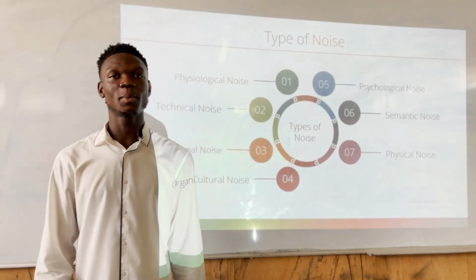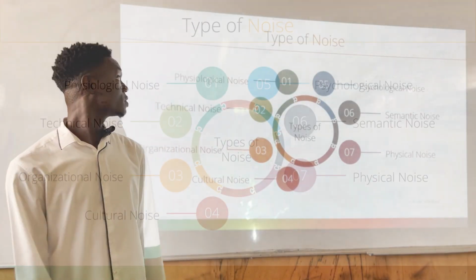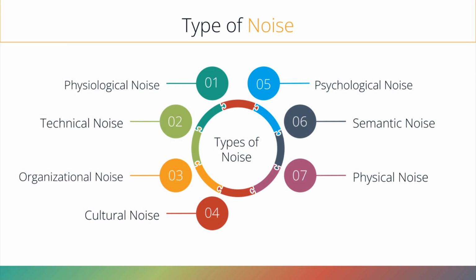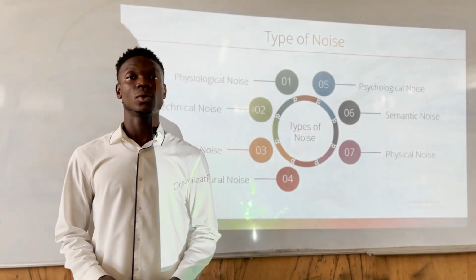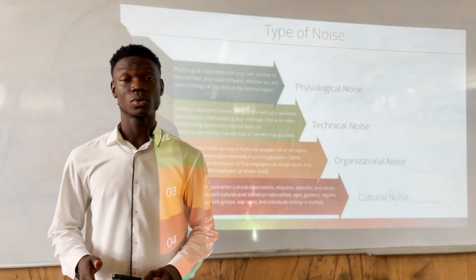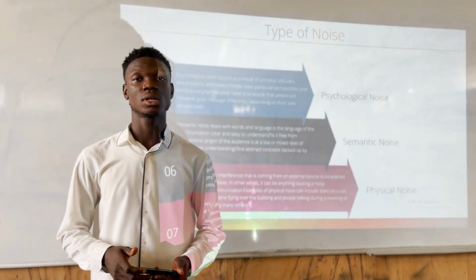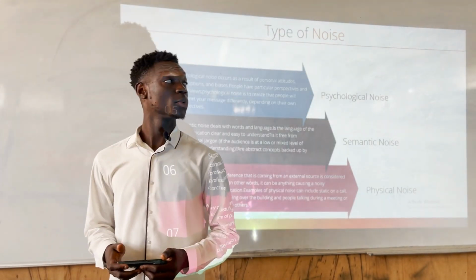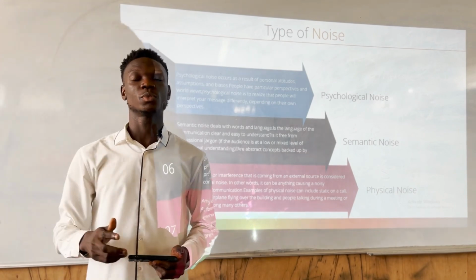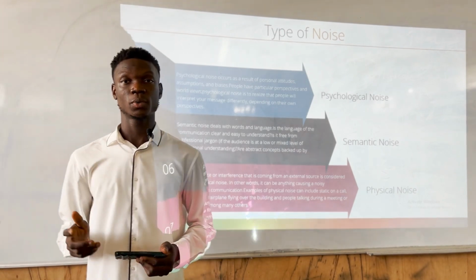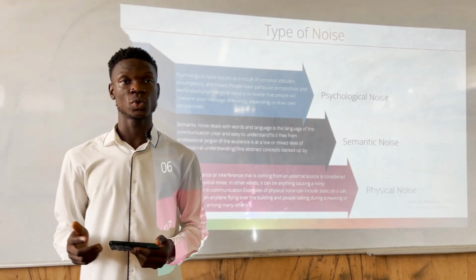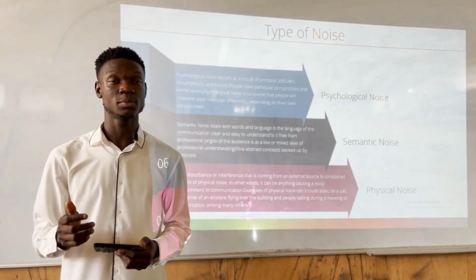I want to talk about the types of noise, which are psychological noise, technical noise, organizational noise, cultural noise, semantic noise, and physical noise. I would like to define physical noise. Physical noise is also known as external noise. It can be defined as the type of noise that happens in an environment. More like when you and someone are trying to discuss, then a third party is making noise.